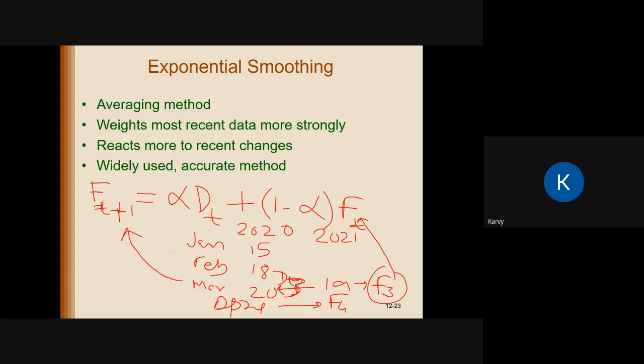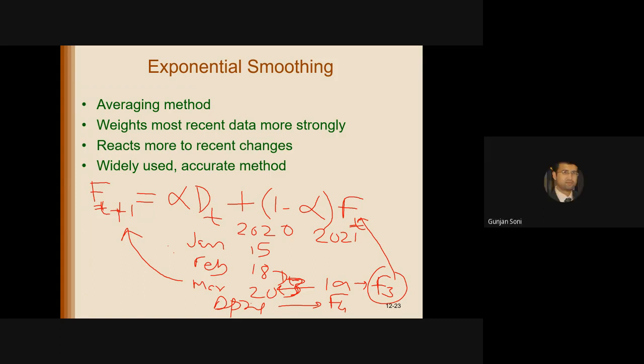So the value of alpha would be less than 1. It will be between 0 and 1. Like we said, the weight of the most recent data would be stronger. In that case alpha can be larger for D(t), so 1 minus alpha would be less for F(t).